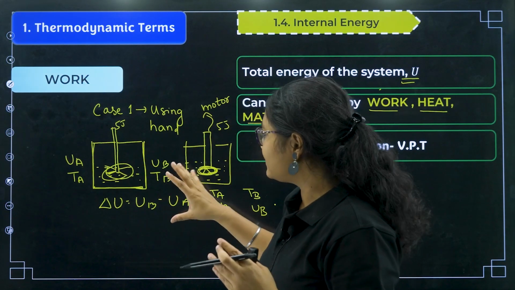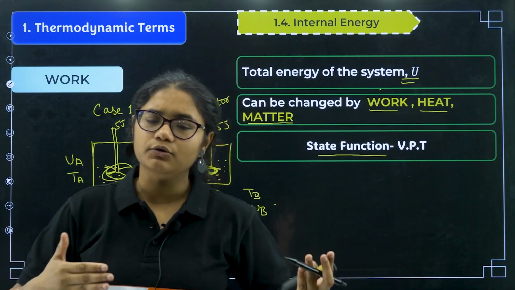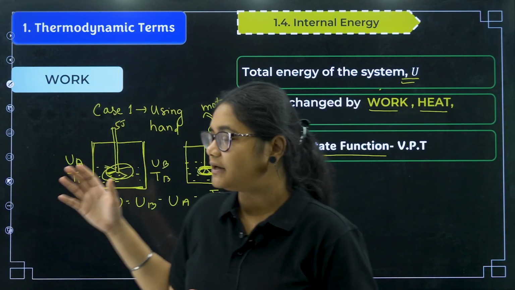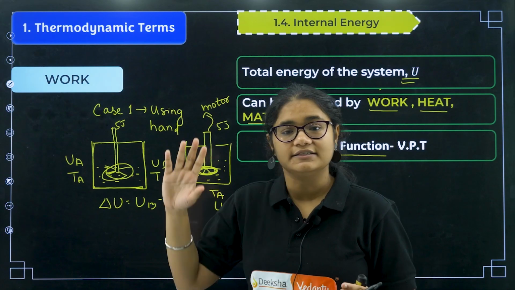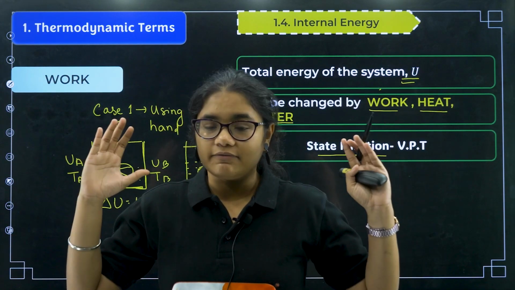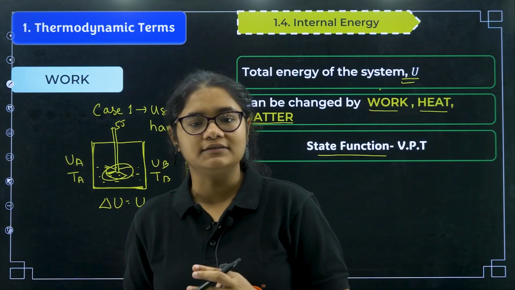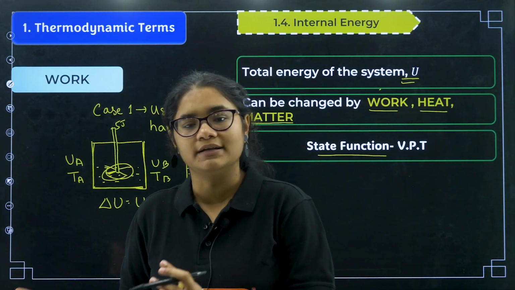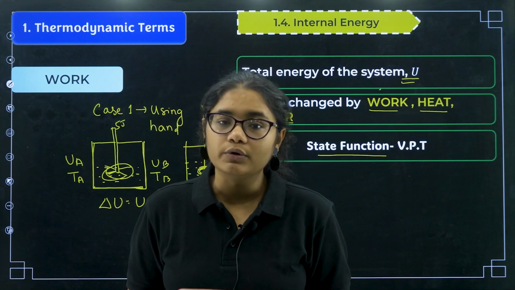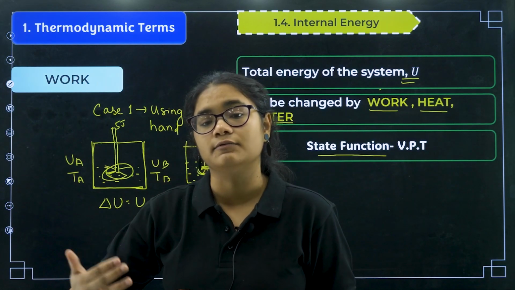So if somebody asks you in case 1, what is the change in internal energy? It will be UB minus UA. And if somebody asks you what is the change in internal energy in the second case, then also it is UB minus UA. But when you answer UB minus UA in both cases, nobody will be able to know that in the first case it was through mechanical work, through hand, and in the second one it was through electricity.